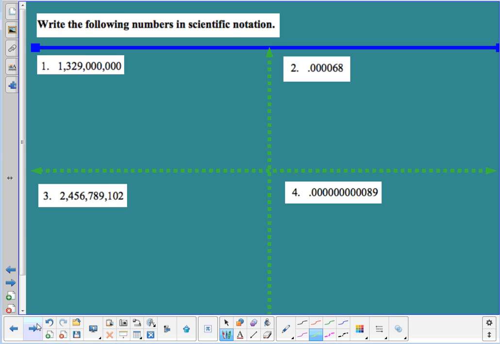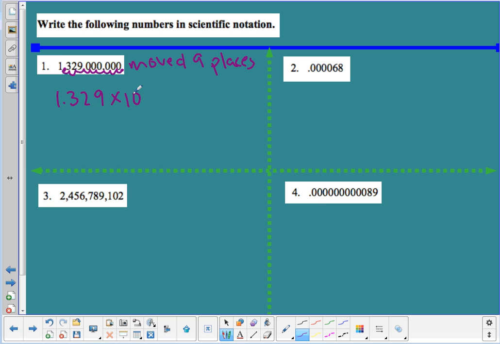So let's just talk about writing things in scientific notation. In number 1, I have 1,329,000,000, and I want to write it in scientific notation. Now, for scientific notation, my decimal point is currently here. I need it to be here. I need only one number to be in front of the decimal point. So the question is, how many times do I have to move? 1, 2, 3, 4, 5, 6, 7, 8, 9. I moved it 9 places. So that tells me that my coefficient out front is going to be 1.329, and then I'm going to have times 10.